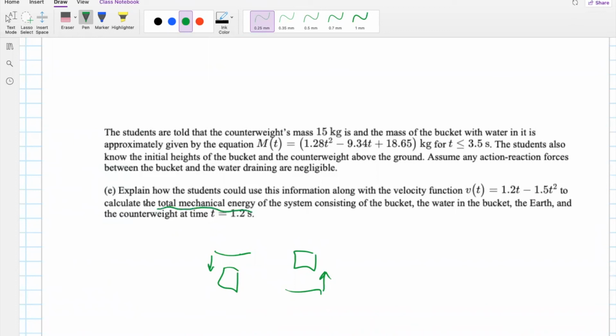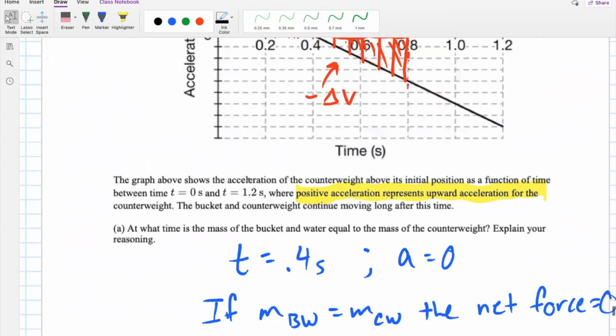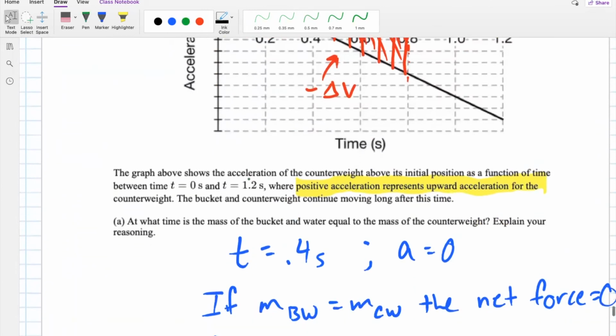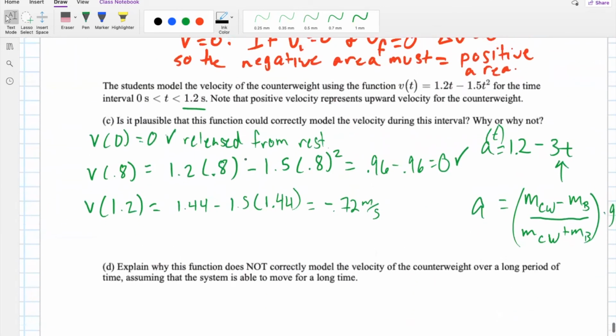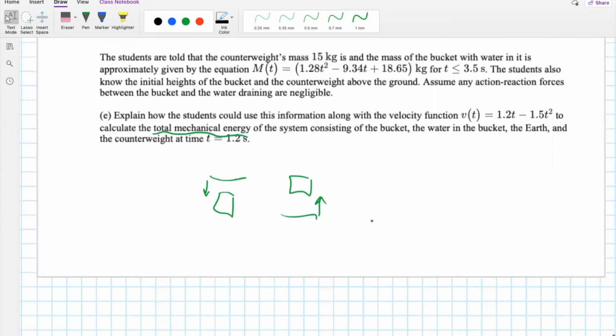Because the total mechanical energy of the system, well, this is the complicated part. In my opinion, this is an open system because the water is going to leave the bucket, therefore changing the mass of the system. But at the end of the day, if we want to assume at 1.2 seconds, well, what was so special at 1.2 seconds? Where's our velocity function here? Where did they write it? I'm jumping back and forth. Okay. That's negative 7.2. So we're going to assume that maybe that's, well, no, it's already moving down. I guess they just want us to use that time.